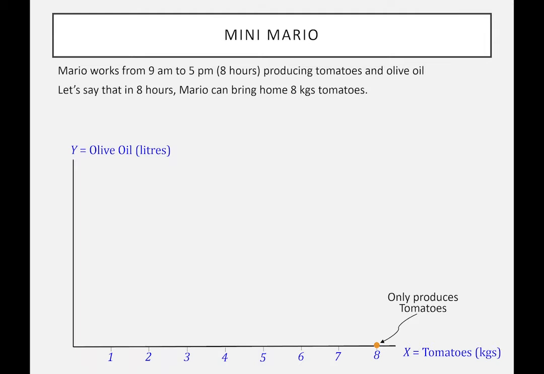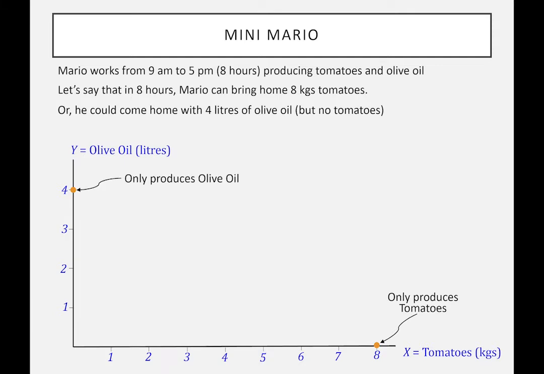Now, if on the other hand, his father, let's say, sends him off to get olive oil, I'm just going to say he spends 8 hours, 9 o'clock, 5 p.m., and he comes home, he gets the olives from the trees, puts them through an olive press, and he'd have 4 liters of olive oil. And I show this now by another orange dot where he spends the whole day producing only olive oil.